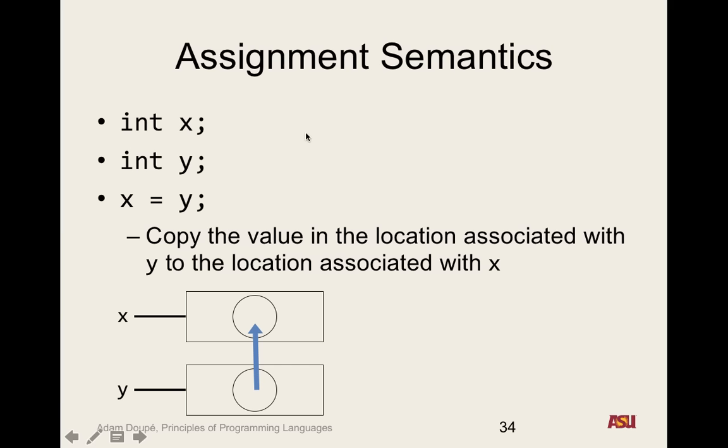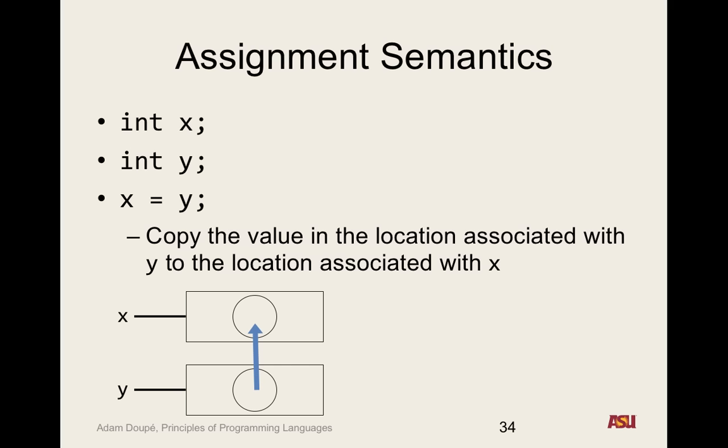Yeah? In the value of x, couldn't you just put y? Because wouldn't that reference the... So what is y? Well, y is the name, so it would say x equals the value of y, and then you'd know that it would jump to y, which would then grab that value. So, yeah.